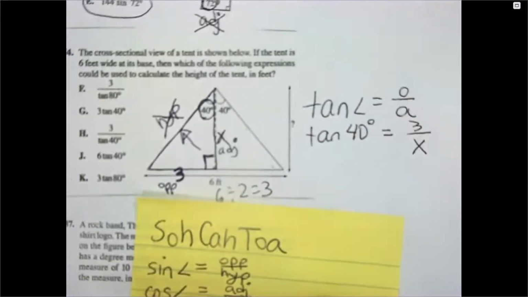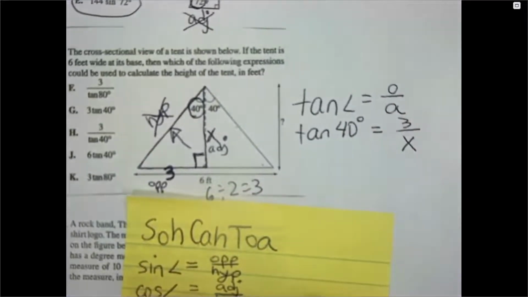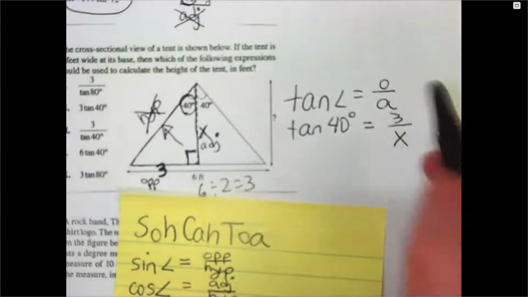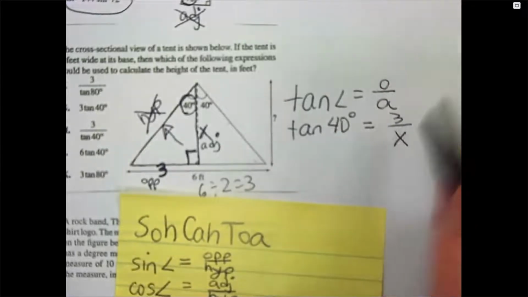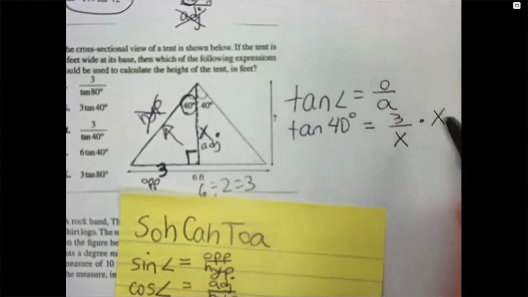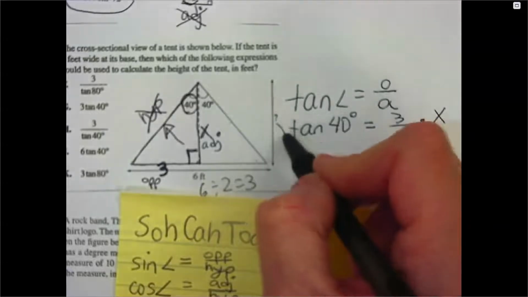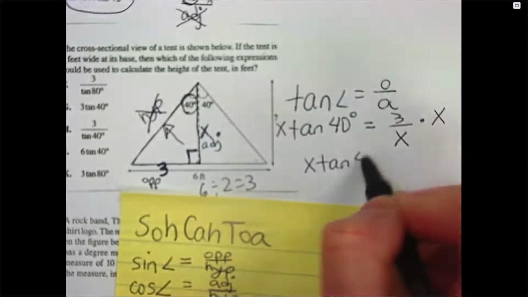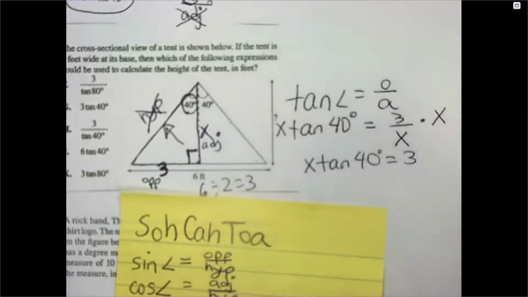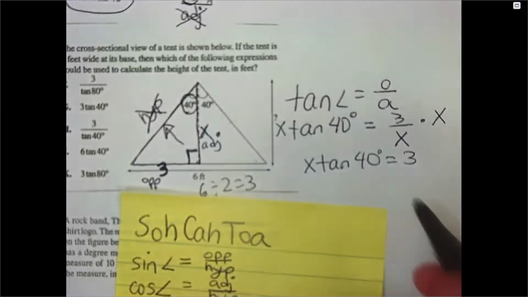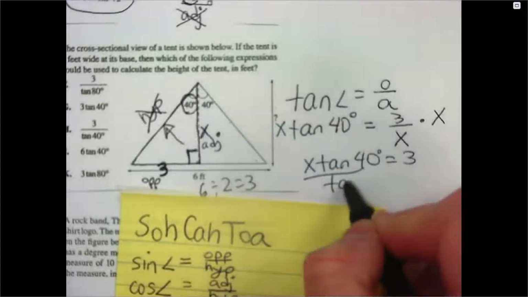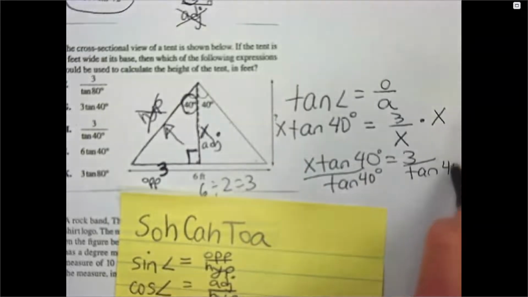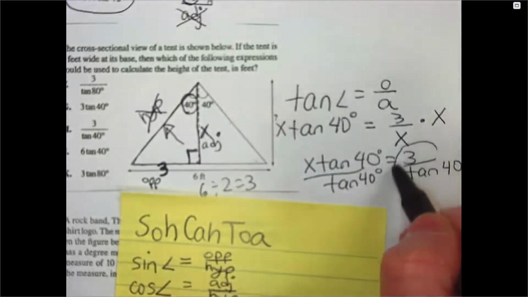Now, this one is not going to work out just like the first one I did because the X is not on the top. So we have to go ahead and get rid of the X on this side because we don't need it in the denominator. So we're going to multiply both sides by X. And then, of course, we're still trying to isolate X. So we're going to divide now by tangent of 40, which is just some number. So we're allowed to divide by it. Tangent of 40. And this is the part that would be the answer.